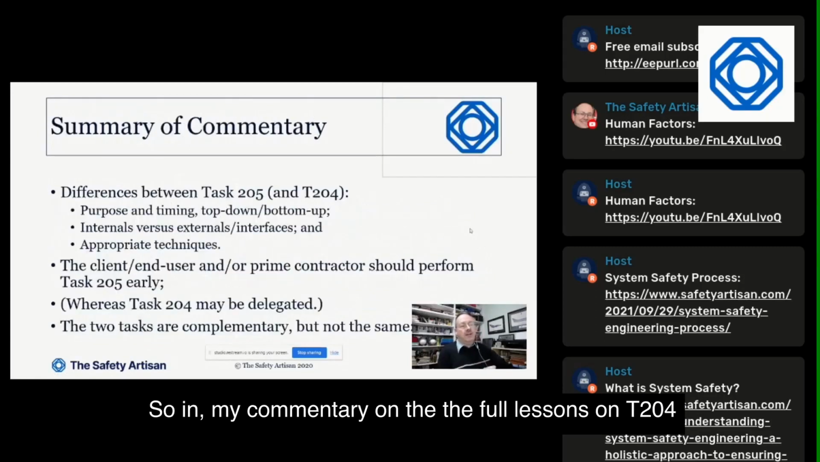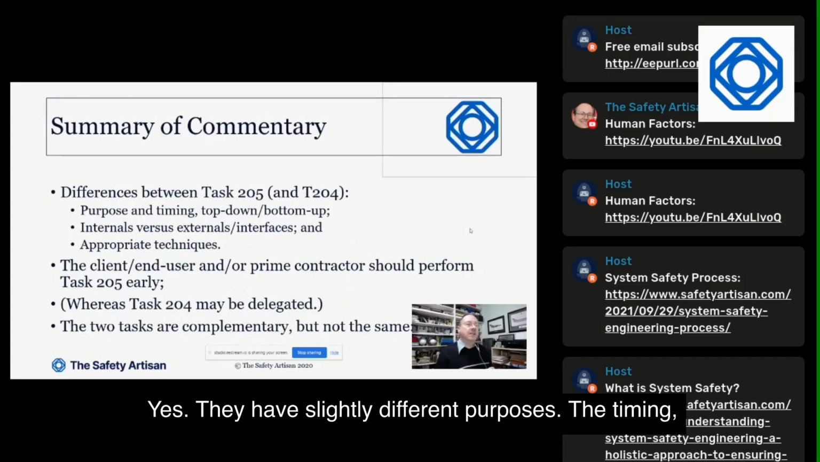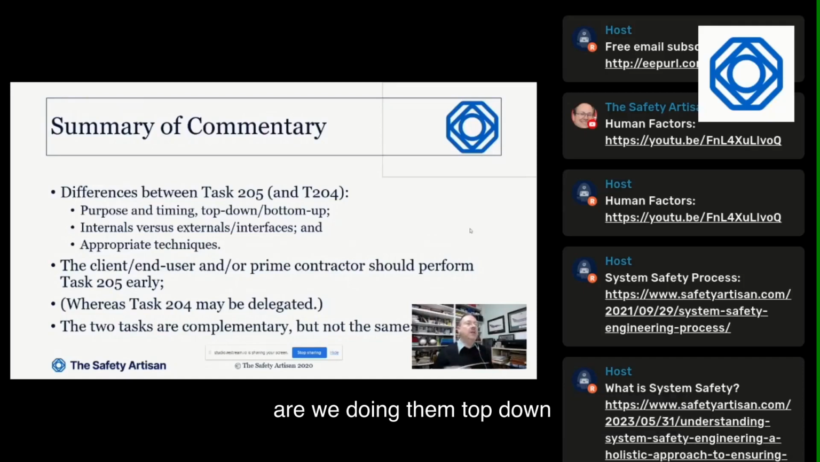So in my commentary on the full lessons on 204 and 205, I do look at the differences. Yes, they have slightly different purposes. The timing, are we doing them top down or bottom up? Answer, probably both. Are we looking at the internals? Yes.